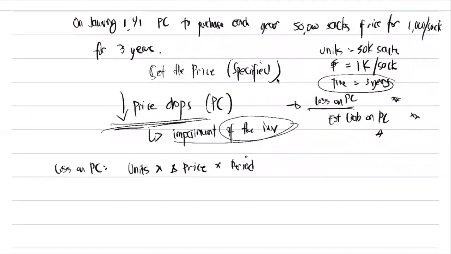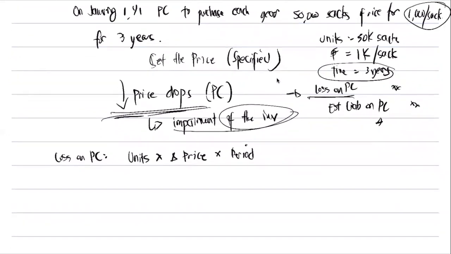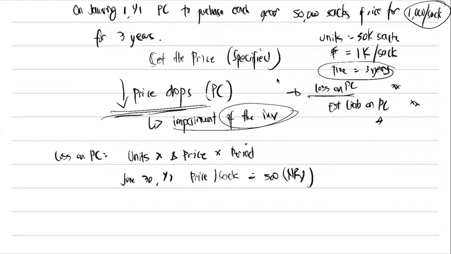Okay, so for example, on January year 1, it is 1,000 per sack. Assuming on June 30 year 1, wala ka pang binili, pero yung price per sack na lang, price per sack is only 500. So this is the NRV. Therefore, there is a price drop. And because of this price drop, you cannot measure your inventory at 1,000 because the NRV is 500.